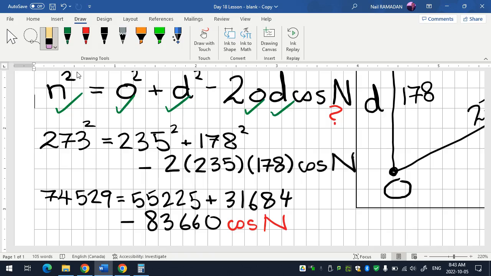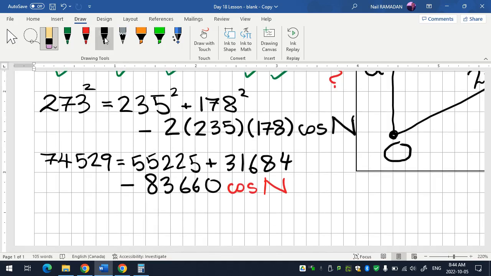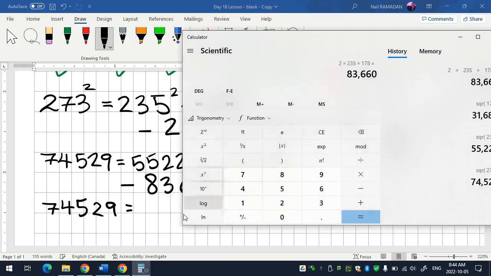Okay, what would be my next step? I could move it, but could I do something to simplify my life first? Yes, I could clean up those two numbers. By the way, can you move the 83660 cosine n now? Yes, you can. But let's clean up those first two numbers. The moving is going to happen either now or later, so just take your time with it. 74,529 equals.